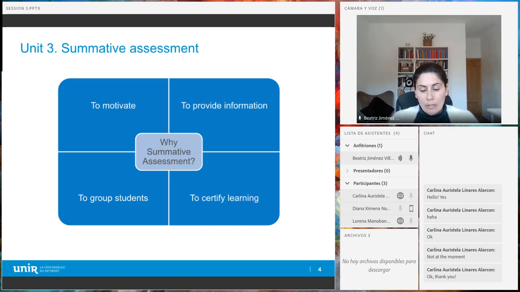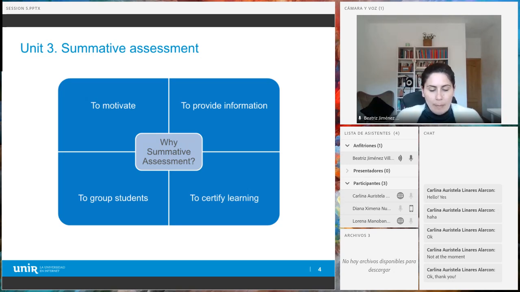Same thing if we're only performing formative assessment in our sessions. It is essential for learning, but it shouldn't be the 100% or the final mark of our students. So the idea is that we balance some sort of formative assessment and some sort of summative assessment. Okay, so that's the goal, that's the idea.